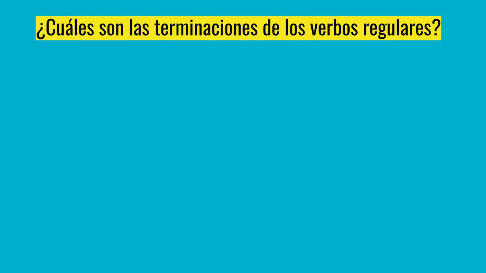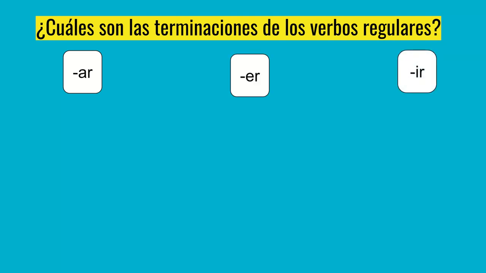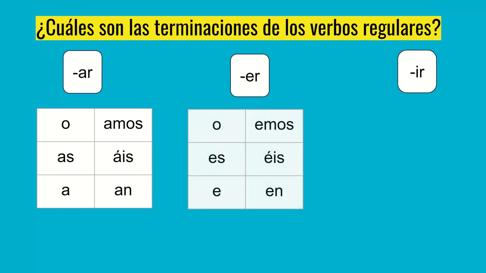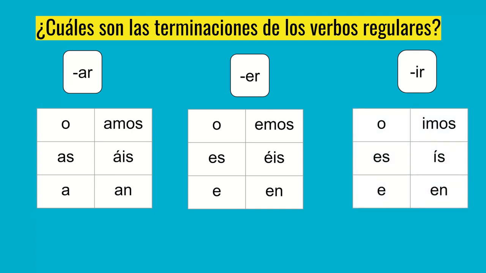So let's go over the endings for the regular verbs in the present tense. What were the endings for verbs that end in AR? You have o, as, a, amos, áis, an, with an accent on the A in the vosotros form. The endings for ER verbs were o, es, e, emos, éis, en, with an accent on the E in the vosotros form, and for IR verbs, o, es, e, imos, ís, en.